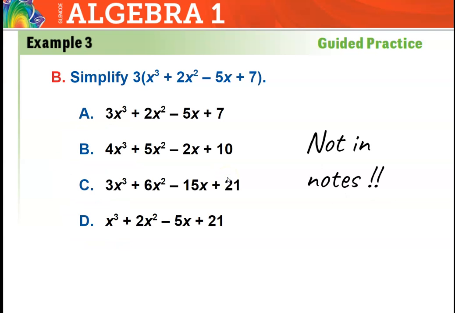Okay, this one also is not in your notes. Take a moment, pause the video, check your work, see what you have. Go ahead and pause the video now. And of course, coming back, if you've done this properly, if you've distributed that 3 to every term inside the parentheses, you're going to end up with 3x cubed, 3 times x cubed, plus 6x squared, 3 times 2, 6x. 3 times the negative 5 here gives you negative 15x. And 3 times 7 is plus 21. Okay, those two problems were not in the notes, but you should have been able to get them.